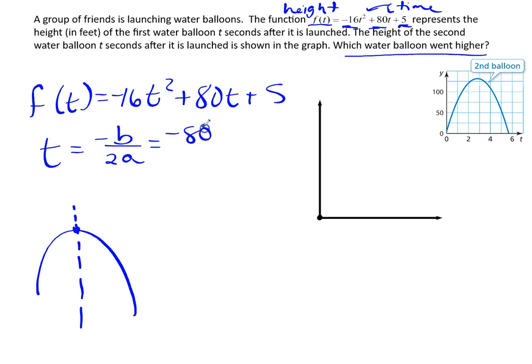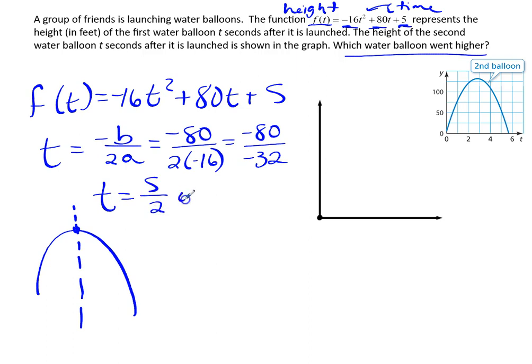So negative 80 over 2 times negative 16. So that's negative 80 over negative 32, which simplifies to 5 over 2. So t is equal to 5 over 2, or we can say it hits its maximum height at 2.5 seconds. We want to be sure that we're paying attention to the variables and what their units are. Now, they asked for which one went higher, and this is time, so now we need to find the height.